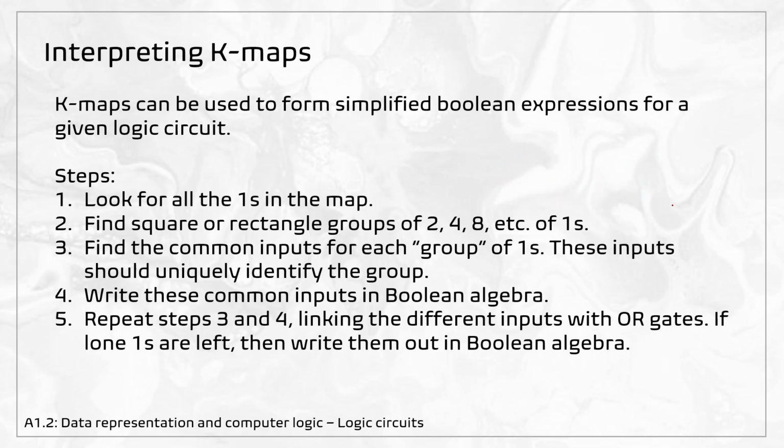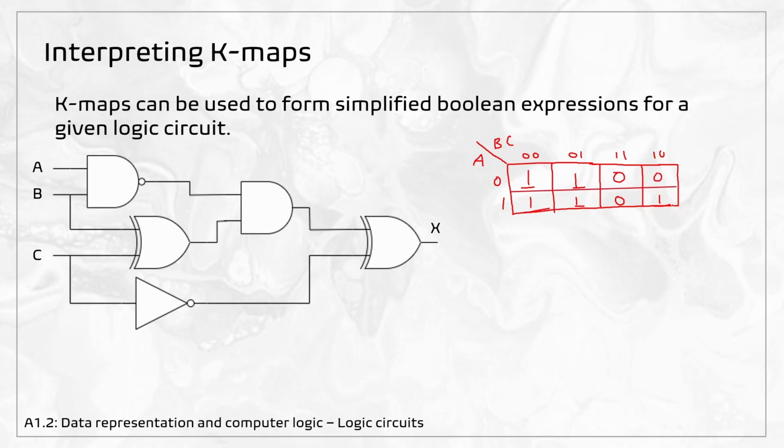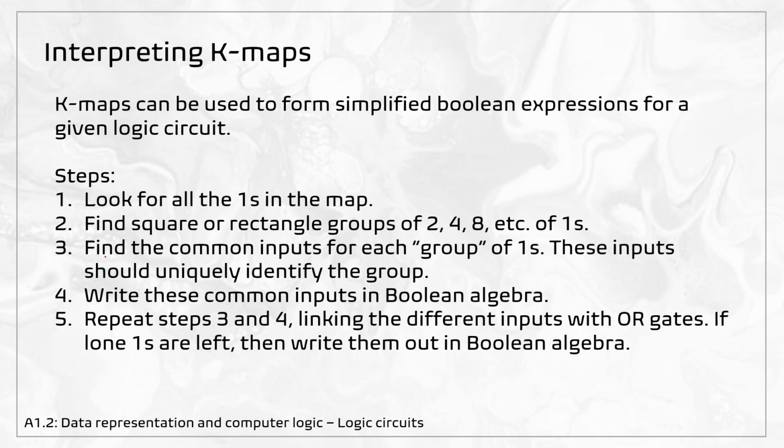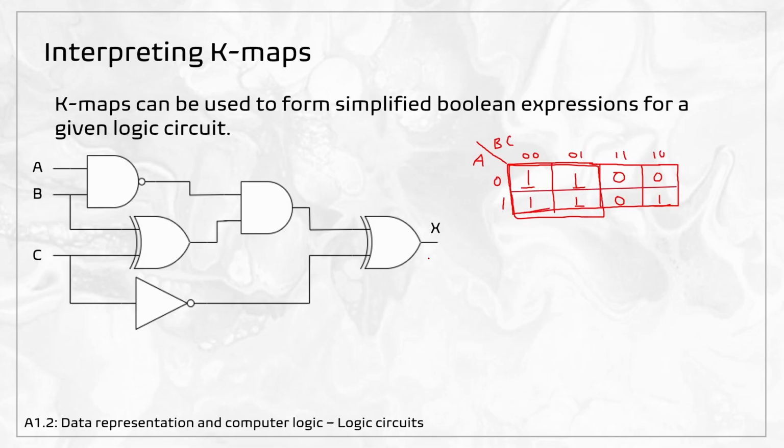All right. Step 2 is to find square or rectangle groups of 2, 4, 8, etc. of 1. So etc. just means 16, 32. And those only apply for bigger K-maps, but here we can just look at this group of ones right here. So this is a square 2 by 2 group of ones. So now number 3, find the common inputs for each group of ones.